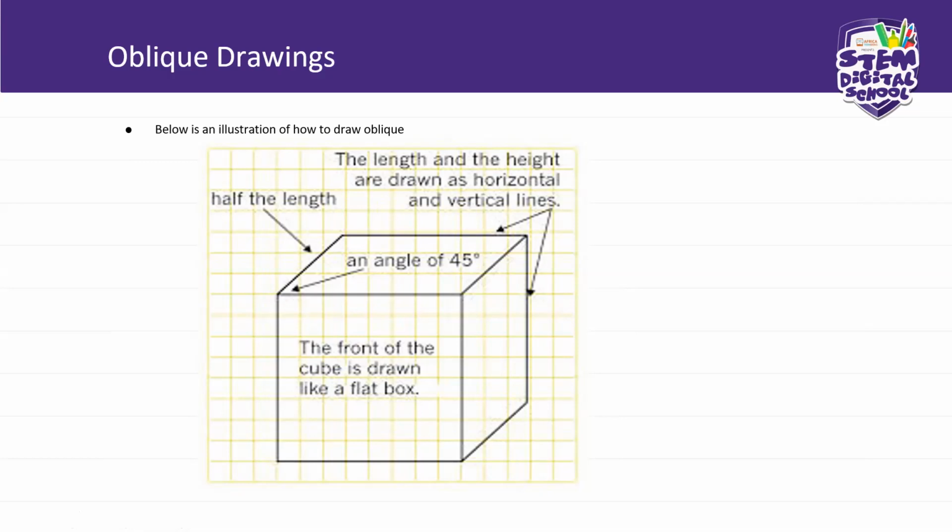Do you know why you battle with your oblique drawings? Is that you forget that you have to half this measurement. You have to do it in half, not the full measurement. So that is how you get your oblique drawings wrong. So this will help you to remember how to draw your oblique drawings. The length and the height are drawn as horizontal and vertical lines. Okay? Right. The length and the height. So that is how you draw your cube in oblique drawing. Okay.